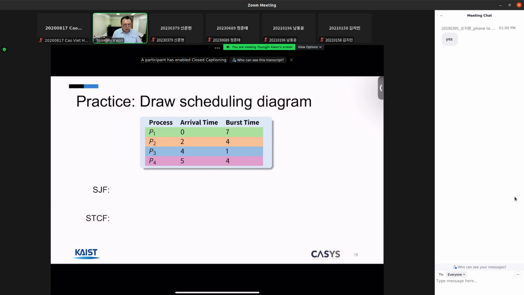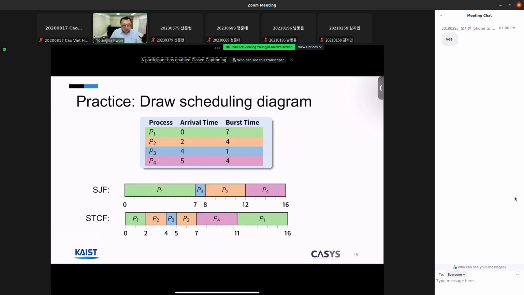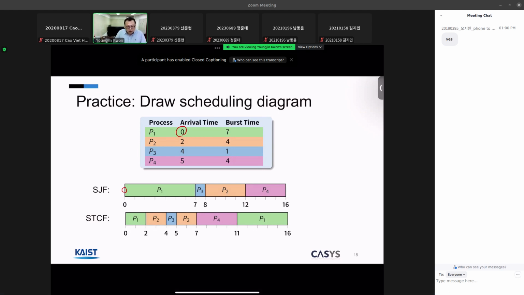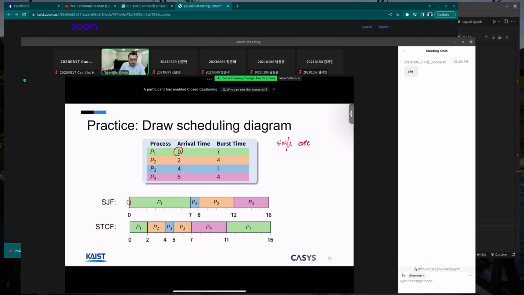I think I gave you an example of these two things. Let's look at this chart. Here is the SJF scheduling diagram. At time 0, process P1 arrives, and it starts executing on the CPU. This is the case of a single core, so only one process is executed at a time.